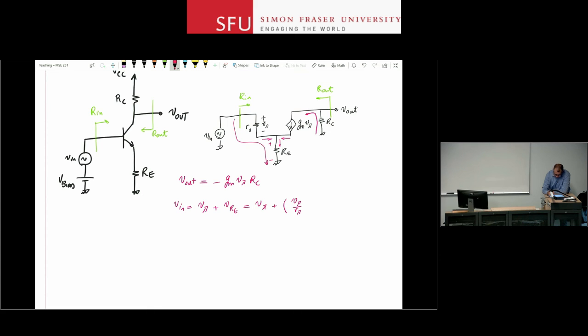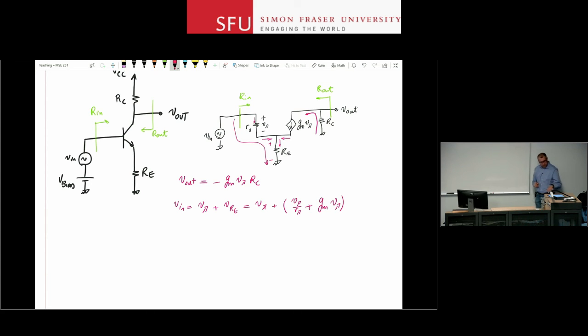right? So this is the resistor that I have, R pi. The voltage drop across it is V pi. So the current that goes through this resistor is just V pi over R pi. The current from the collector side is GM V pi.